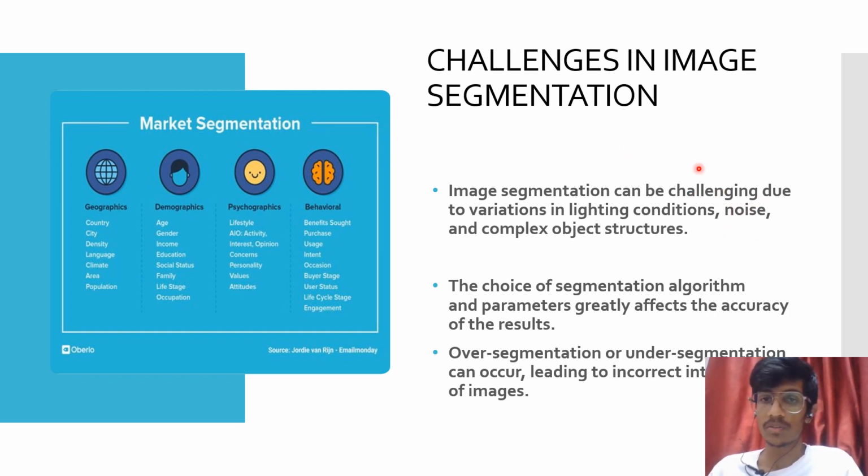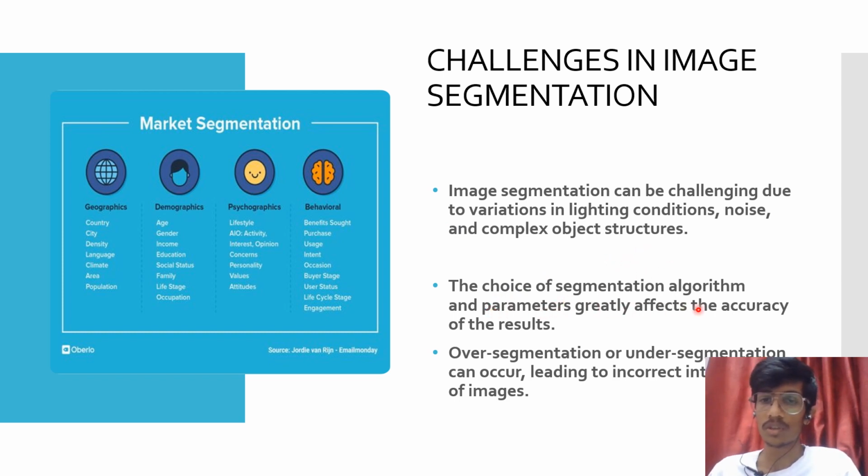Coming to noise: noise means the image is not clear, it is a little blurry. At that time, image segmentation can be really difficult, and even to detect an edge, we should remove the noise. To remove noise, certain filters are applied, and later it can be further processed. And then complex object structures: suppose there are too many complex objects with various spikes or different structures. It will be hard to identify those objects.